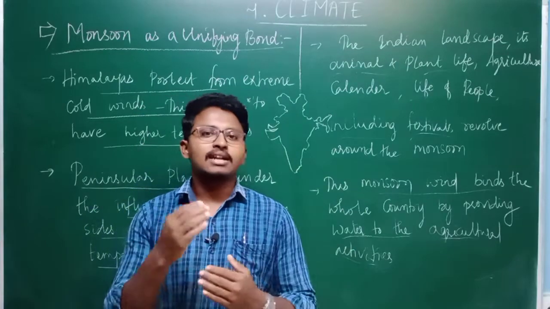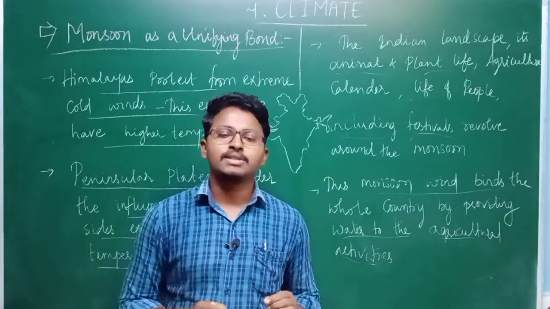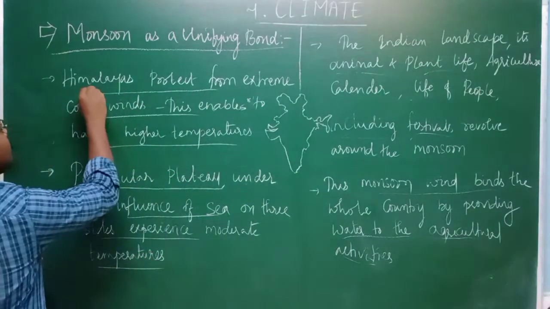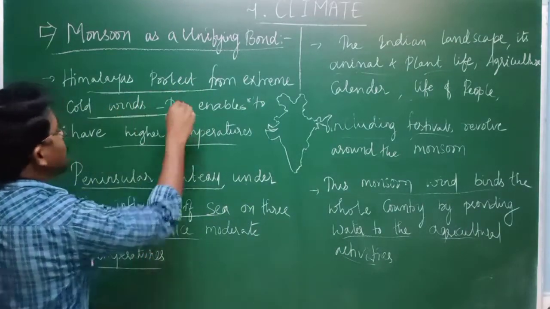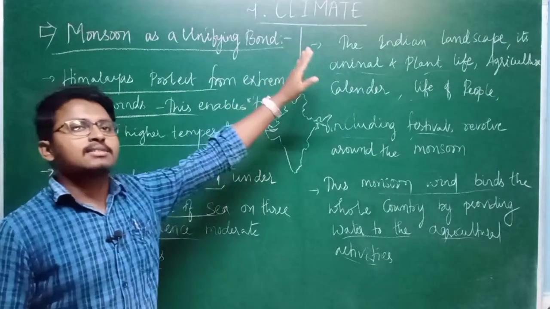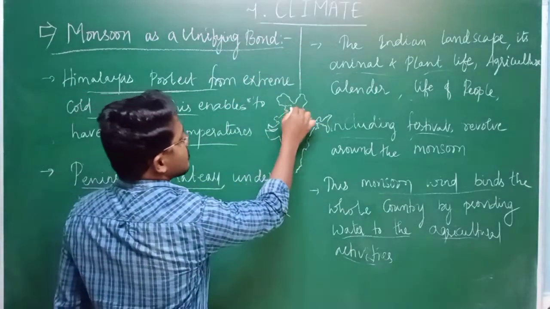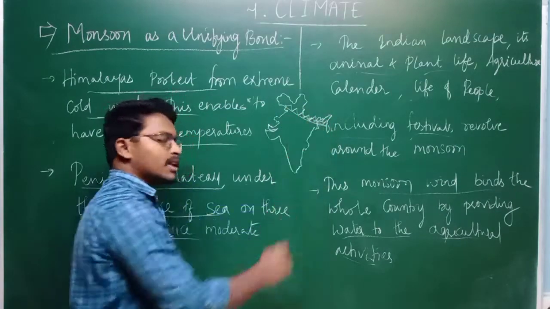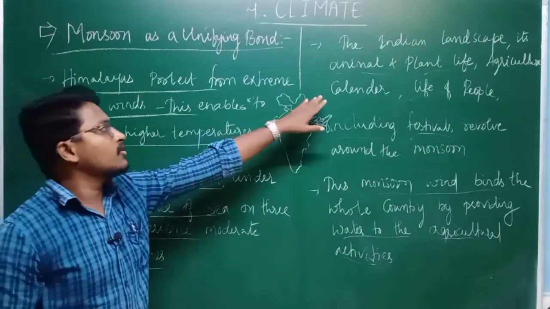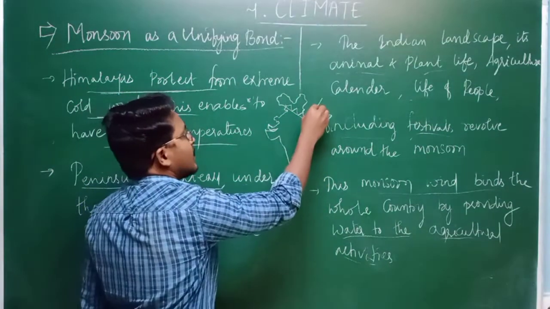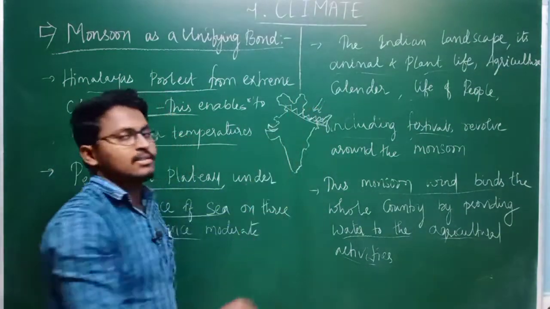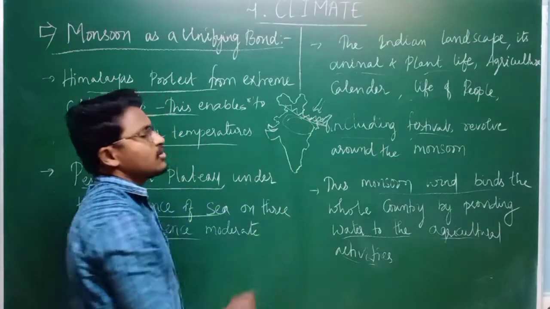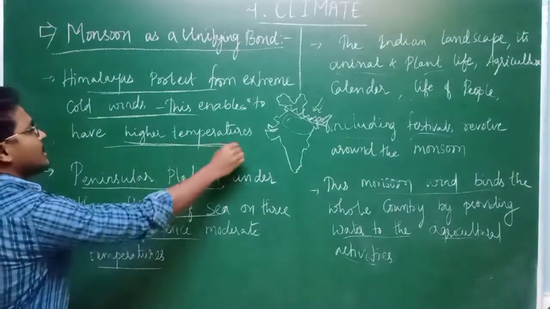So before that, let us take some of the important unique specialties about this country. So the first and very important thing is that the Himalayas protect from extreme cold winds which are blowing from Central Asia. If you take the Himalayas in this particular region, these Himalayas are actually protecting our country from the cold winds which are blowing from this direction. So because of the Himalayas, the places on the southern part of the Himalayas usually experience higher temperatures.